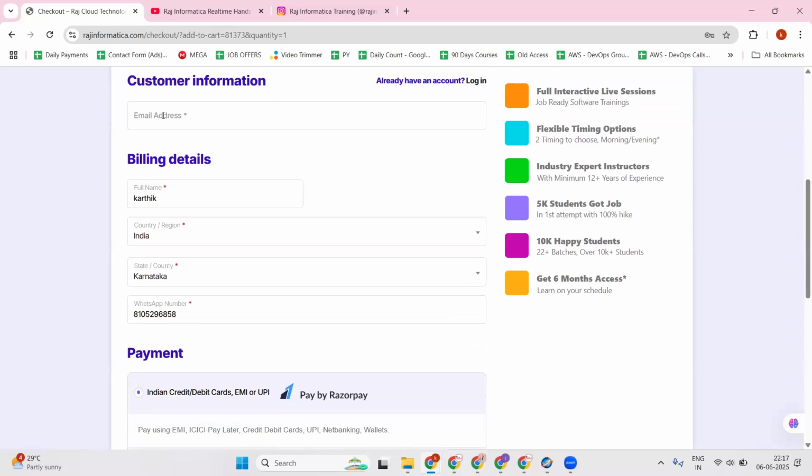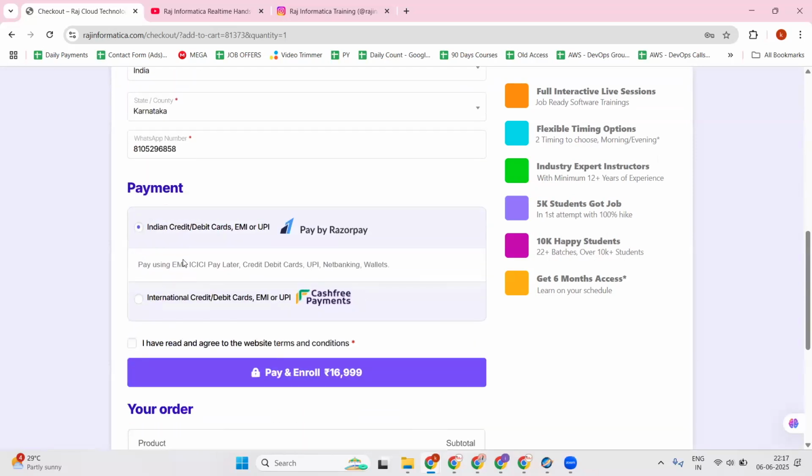You can give your mail ID and name details. If you want to go with an Indian credit card, EMI, UPI or debit card, whatever the Indian transaction mode, you can click here. If you want to go with international cards like Amex, you can use the international credit card option and proceed. We accept all the payment modes: PhonePe, GPay, UPI, credit cards, debit cards, Remitly, international transfer, PayPal, everything. So no need to worry about that.